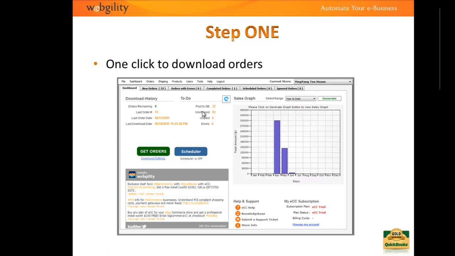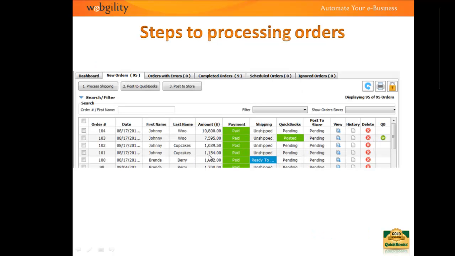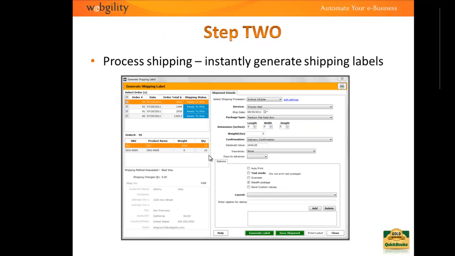When they want to view all of their new orders, they can just click the New Orders tab and view all of the orders here at a glance. As you can see, you've got the order number, the date, the customer first and last name, as well as the amounts of the orders. Now, the steps to processing orders: the first step is to process shipping, the second step is to post to QuickBooks, and then post to the online store.